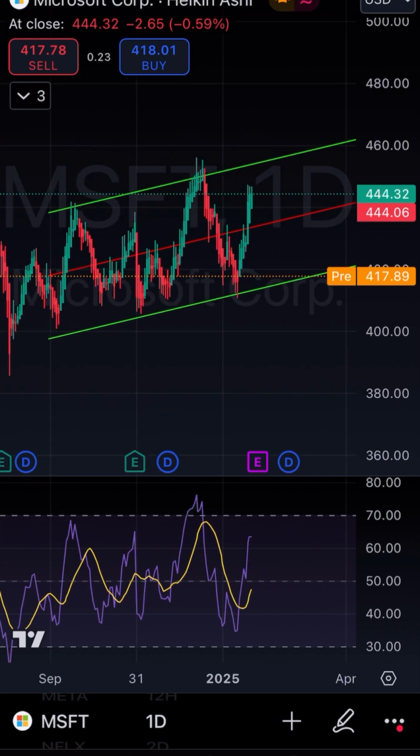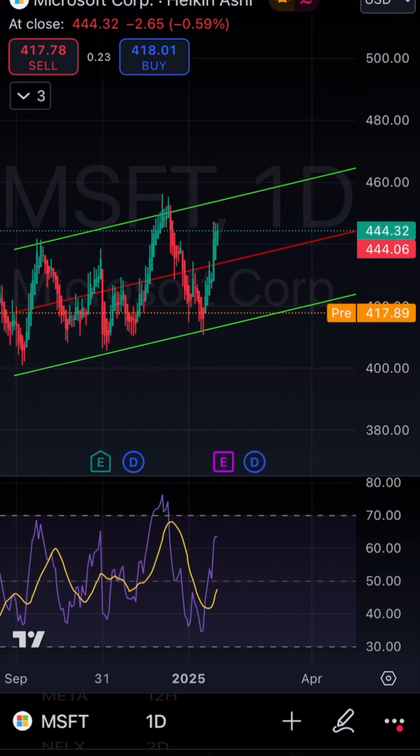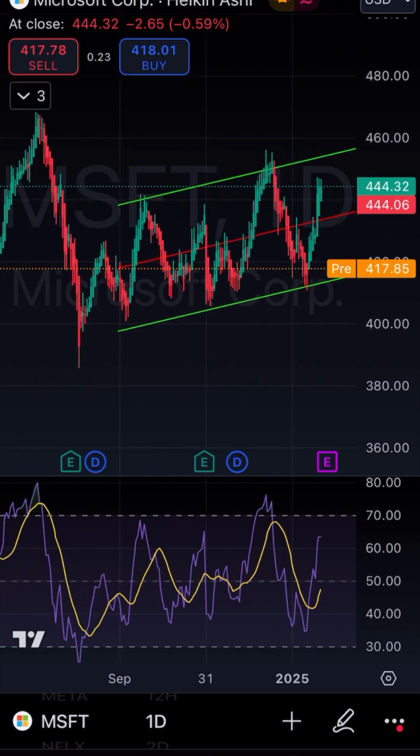So this works the best with Forex. When you're doing Robinhood and contracts, you have to be pretty precise on your trades.